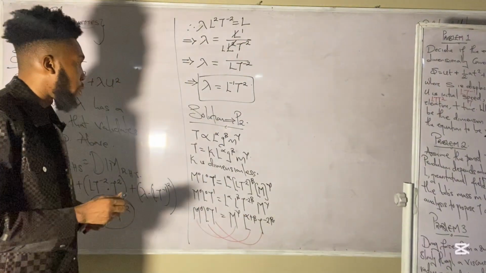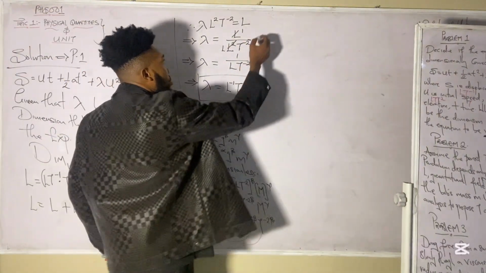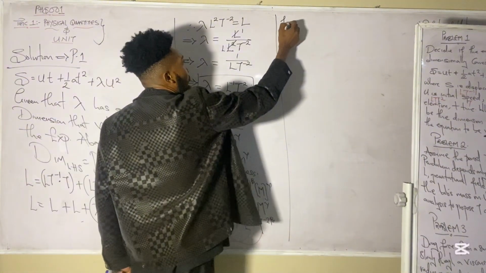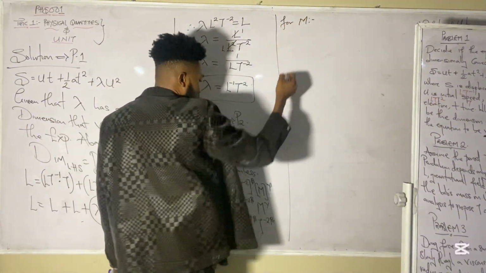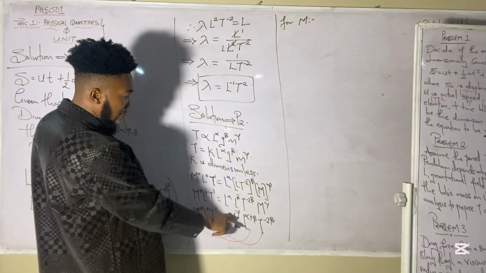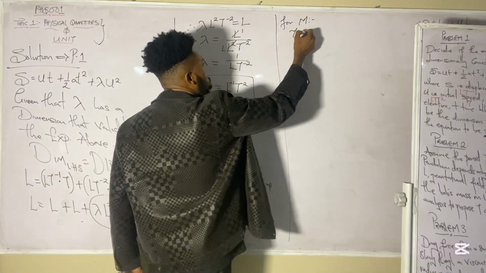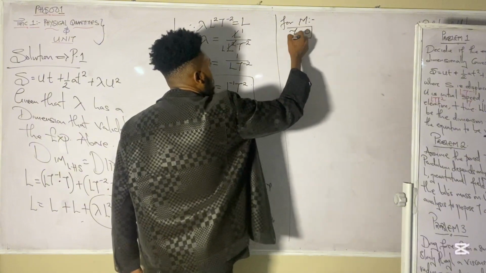So yeah, what do we have now? So from there now we can say, for M, let's start with M. For M, we can compare the order. M here is lambda, M here is 0. So for M, we can say lambda is equal to 0. We've gotten that one. Very easy.